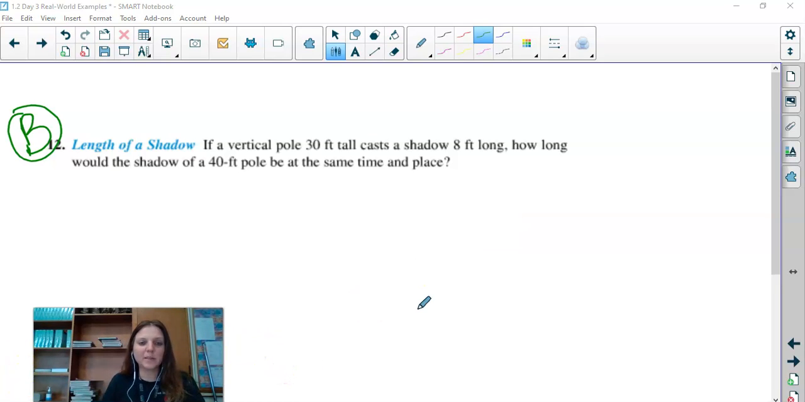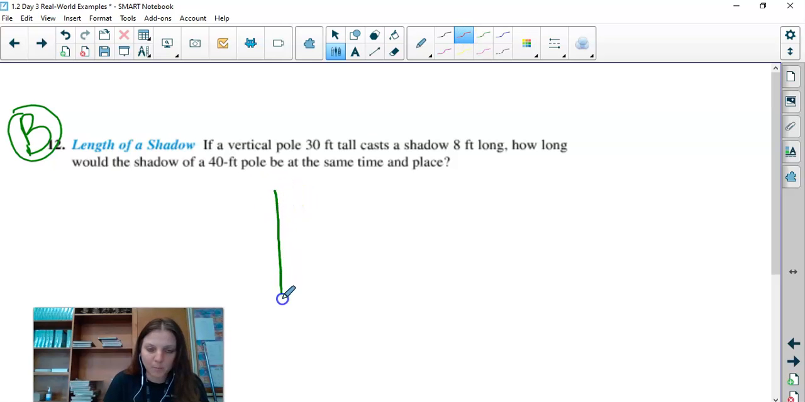So I'm going to start by sketching a diagram of the scenario. A vertical pole, remember vertical means you're going up and down. A vertical pole that's 30 feet tall casts a shadow that's 8 feet long. So I'm going to start by drawing a vertical pole. Maybe it's a flag pole, maybe it's a telephone pole, it doesn't say, but what we do know is that it's 30 feet. It's going to cast a shadow, according to this, that's 8 feet long.